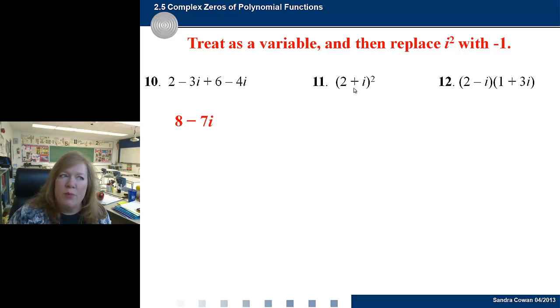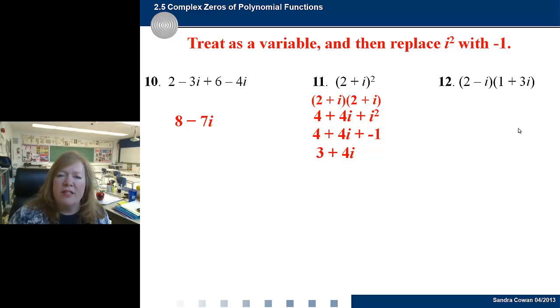When you have one where you're multiplying, I'd have 2 plus i times 2 plus i, and I'd FOIL it out. So 2 times 2 would be 4, outer and inner, 2i plus 2i gives me 4i. i times i gives me an i squared. This is the only thing I need to replace. i squared is negative 1, so I replace the i squared with negative 1 and add up my real parts. So I'm going to end up with 3 plus 4i.